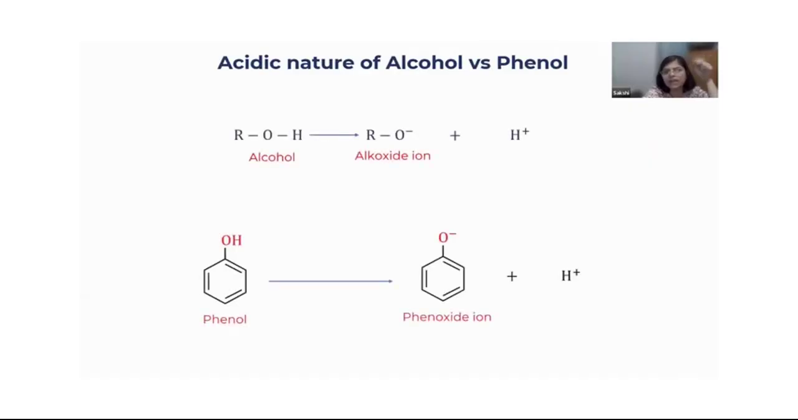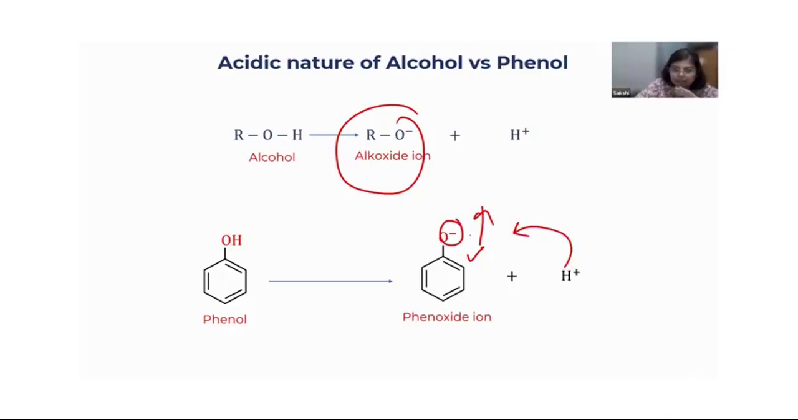Let us understand. If I am comparing normal alcohol and phenol, and you look at the alkoxide ion and the phenoxide ion, which one is more stable? Obviously, the phenoxide ion is more stable. I will tell you one simple thing. If the negative charge here is more, the positive H plus would come back, right? But what does the phenoxide ion do? It delocalizes the negative charge, so the negative charge reduces, hence H plus will not like to come back.